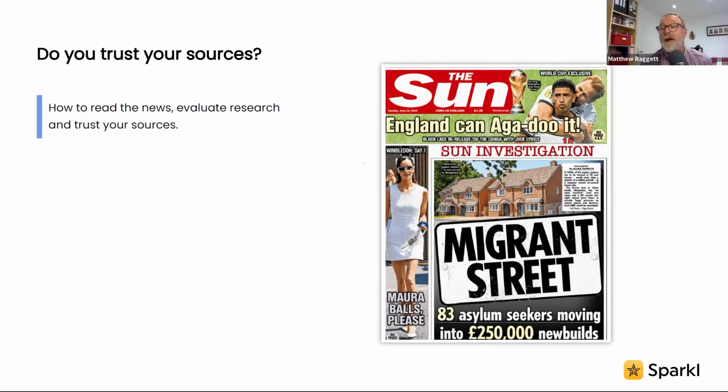Absolutely. I like the way you think, Snigdha. The words migrant street are the biggest words on this front page, aren't they? They're bigger than the title of the newspaper. And they're designed to get a reaction too. And what kind of reaction are they aiming for at the moment? They're under something that says Sun investigation. They've chosen the word investigation. The Sun is a tabloid newspaper. It is not the kind of investigative journalism that the Guardian or the New York Times or the Age newspaper in Australia engage in.